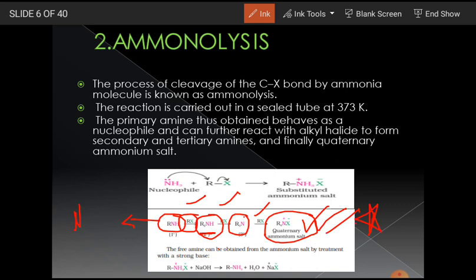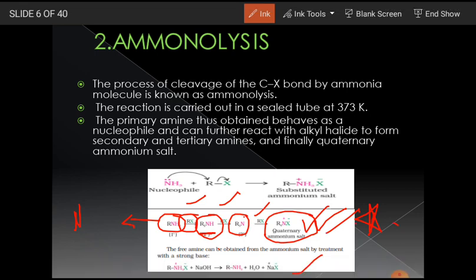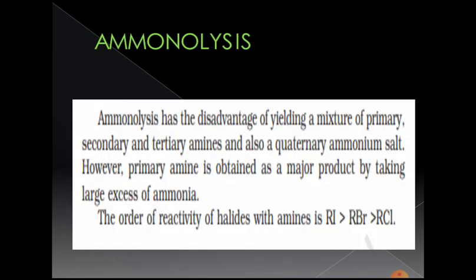This formula is important. And how to get free amine from that? How to get amine from quaternary ammonium salt? The method is very simple. We can treat it with NaOH. If you're treating the quaternary ammonium salt with NaOH, we will be getting RNH2 plus H2O plus NaX. It's very simple, right? Let us move on to the next slide.